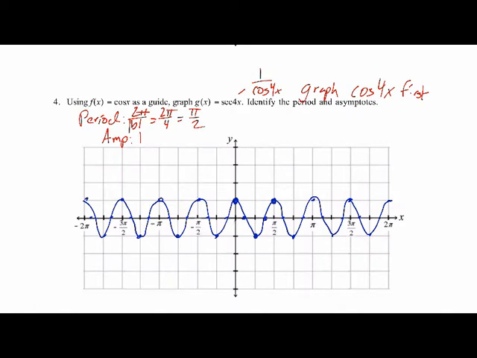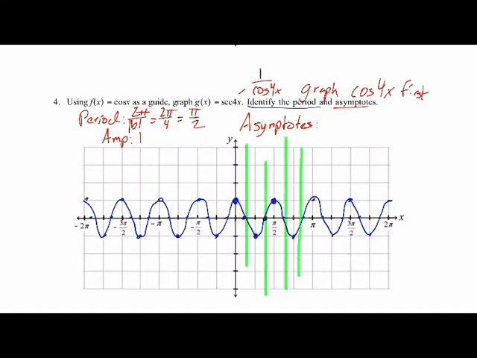Now we're asked to identify the period. The nice thing about the cosine graph relating to the secant graph is the period's the exact same. The asymptotes are the other part I want you to look at. Two ways you can look at it. The asymptotes for our secant graph are the x-intercepts for our cosine graph. So everywhere you have an x-intercept on your cosine graph, you're going to have an asymptote on your secant graph. So you can just draw some asymptotes going through all those x-intercepts.